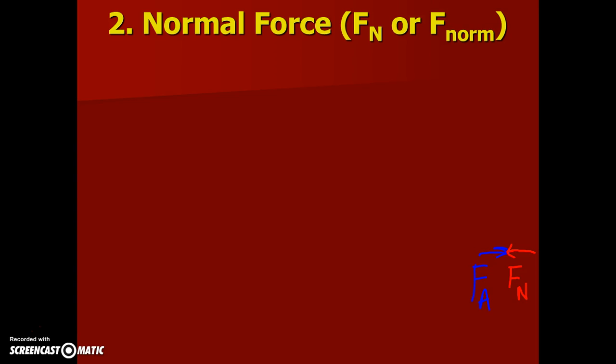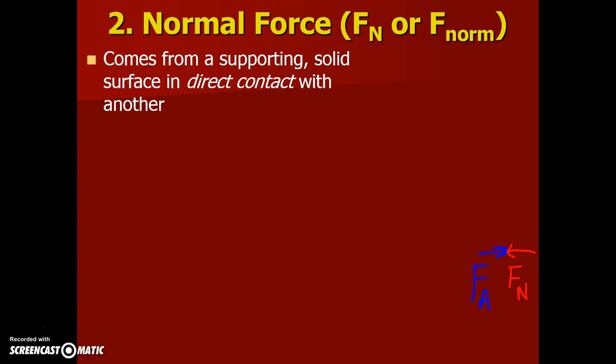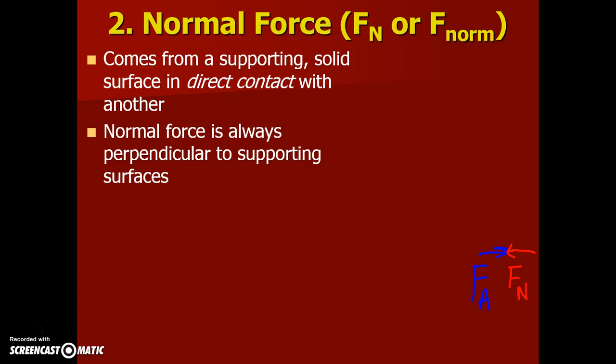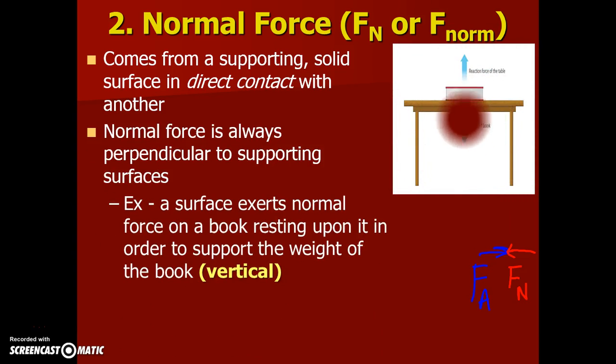Force number 2 is signified with the variable F subscript n, which is called the normal force. Normal force comes from a solid supporting surface, and this is a contact force. It has to be in direct contact with the object that it is supporting. The normal force is always going to be perpendicular to the supporting surface. A popular example of this would be an object sitting on the table. The surface itself, the table, is what exerts the normal force on the book. Looking at the diagram, if you can follow my mouse, here's the supporting surface. The normal force is the upward force, and yes, as the notes say, it is perpendicular to the supporting surface, which would be the table in this case.